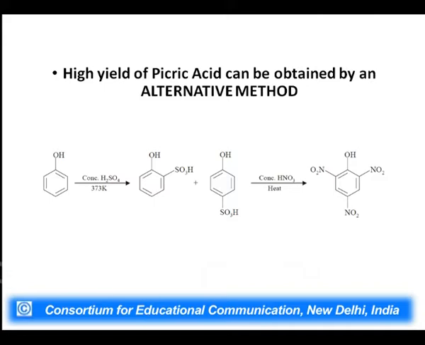So in this method we get a high yield of 2,4,6-trinitrophenol, in which first we have deactivated the ring towards further electrophilic substitution reactions, and since the lone pair of electrons is involved in delocalization, further due to presence of sulfonic acid, it does not undergo oxidation.